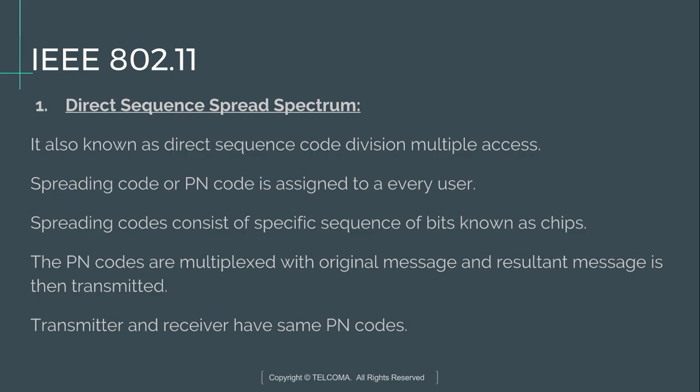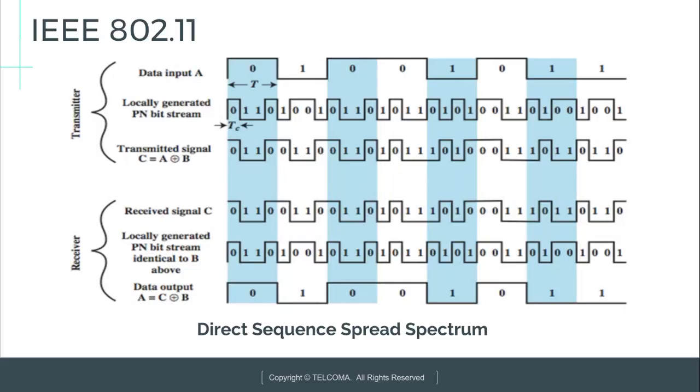So the PN codes are multiplexed with the original message and the resultant message is sent to the receiver. Here the transmitter and receiver have the same PN code to multiplex or demultiplex the signal. In this, the spreading codes are used to modulate the original signals and transmit them over the radio frequencies.